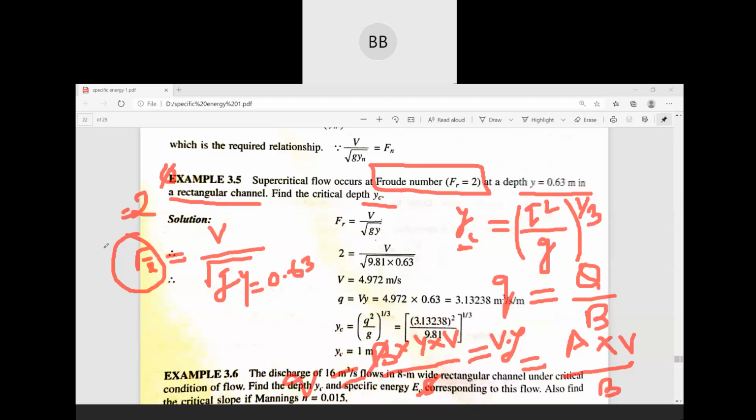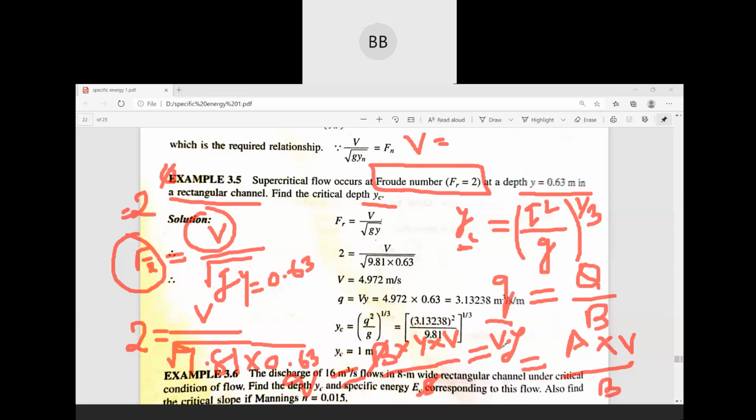So from this Froude number equation, you can find out the velocity. As your Froude number is already known to us, it's given, that is 2, and velocity is not known to us. Acceleration due to gravity is 9.81, multiplied by depth of flow, which is given as 0.6. Using this expression, you can find out the velocity easily.